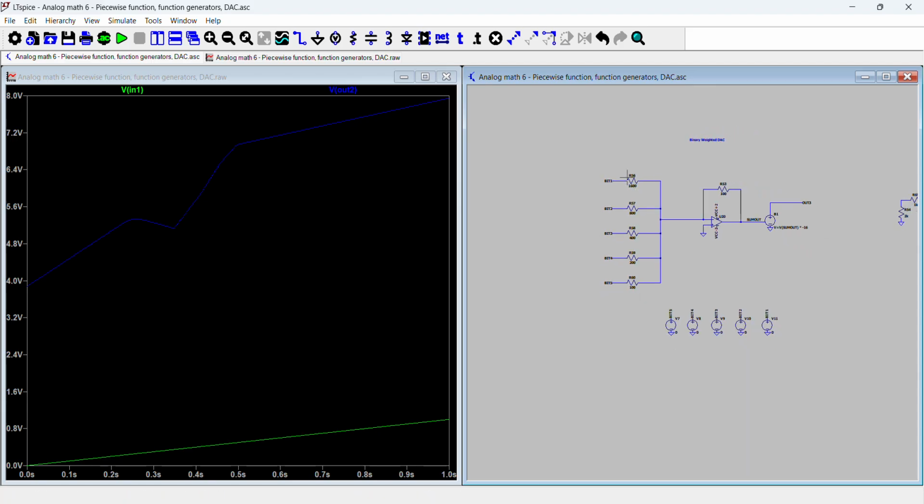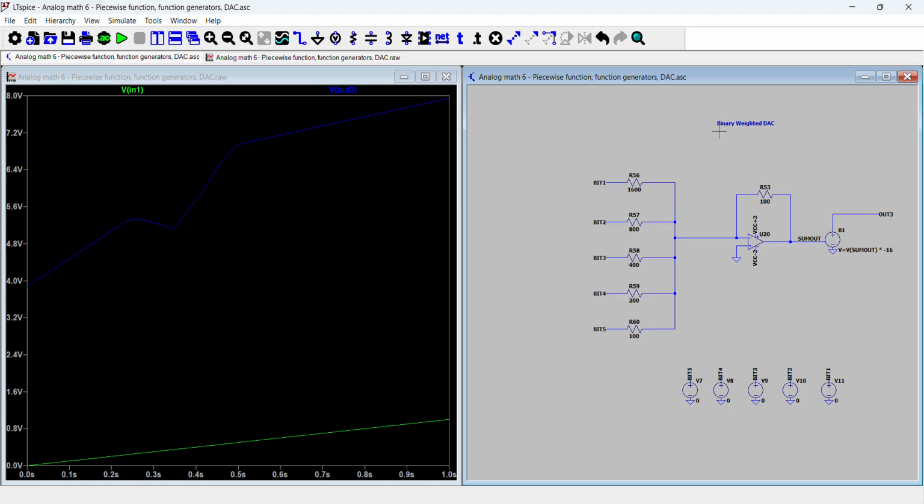So I have two ways that this could be done. The first is to use the binary weighted digital to analog converter. So here I have 5 pins, right?